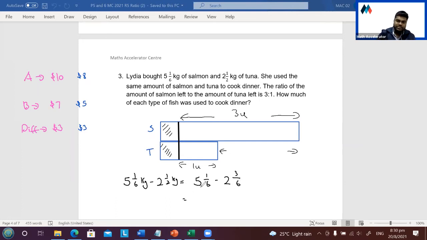All right. Since 5 minus 2 is 3, but 1/6 cannot minus 3/6, you'll get a negative, right? So what you can do is you borrow 1 from 5. So you write down 4, 7 over 6 minus 2 whole 3 over 6. So this will get you 2 whole 4 over 6, which is 2 whole 2 third kg. So this right here is 2 whole 2 third kg.